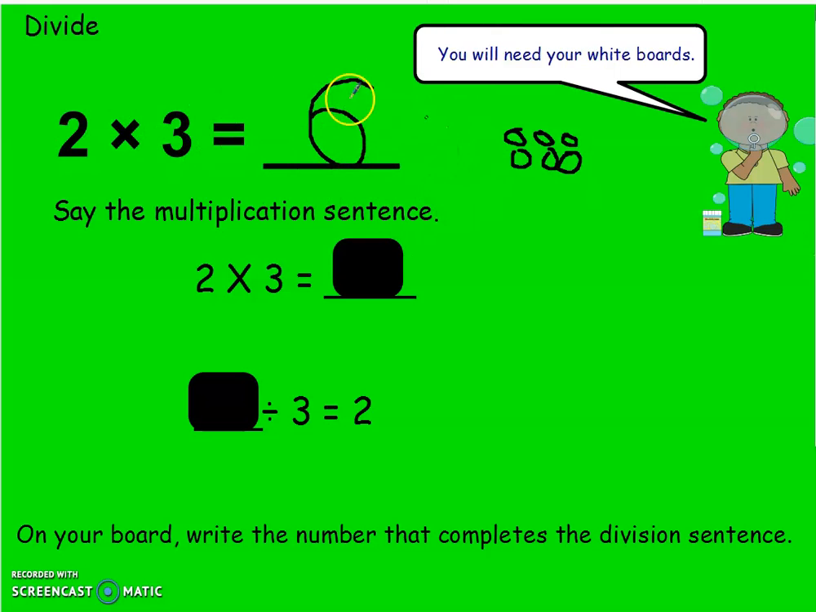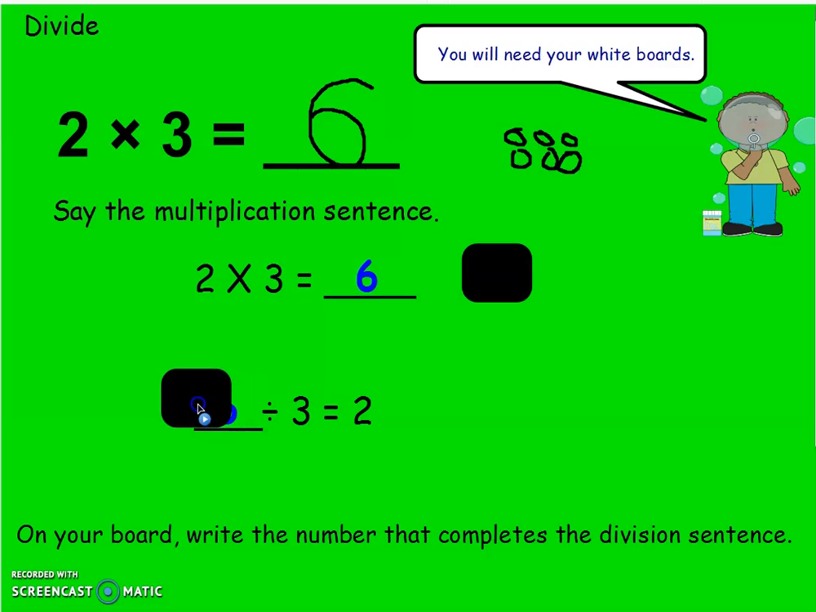So 2 times 3 equals 6. What about a division sentence? Our division sentence, what goes right here? Our total goes right here. Well, our total altogether, we have 1, 2, 3, 4, 5, 6. So we have 6 in total, so our 6 should go right here. 6 divided by 3 equals 2.